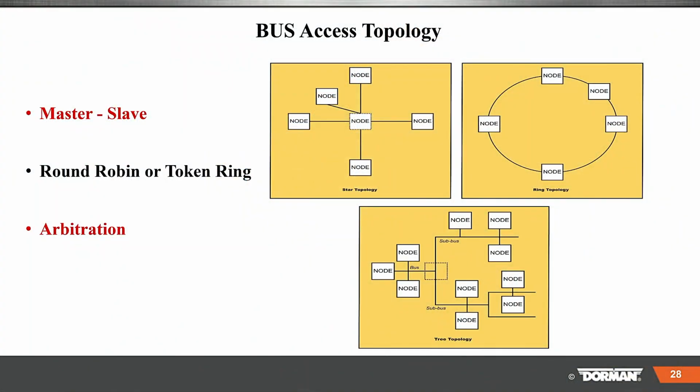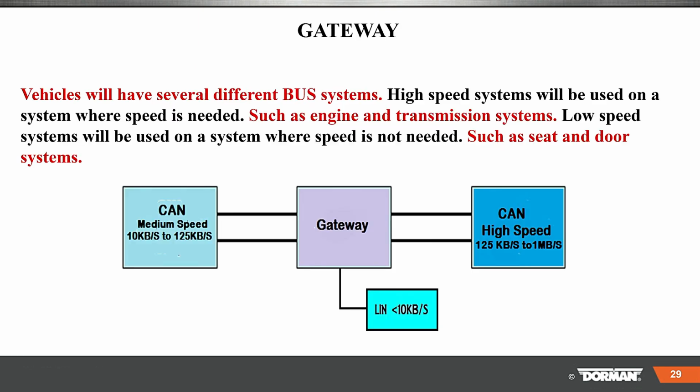Here are bus topographies. There's master. Master means you've got one main one and it goes around. There's round robin or token. They're all in this type of configuration, or arbitration, where you have a master, slave, and they're all going back and forth with each other. That's called like a tree topography. Pretty common out there.